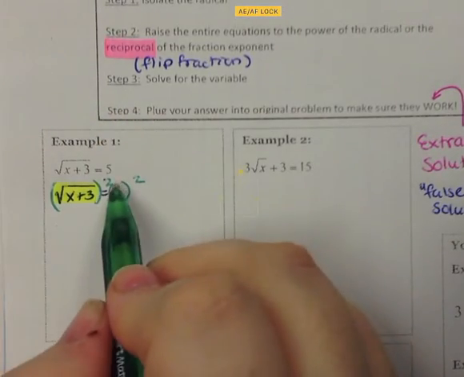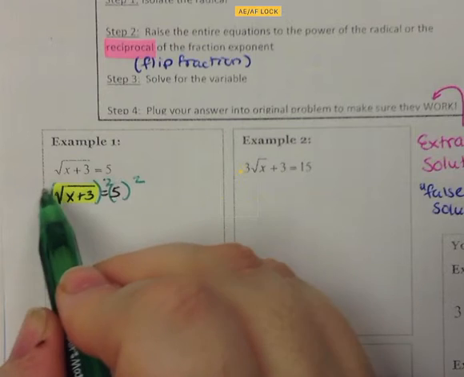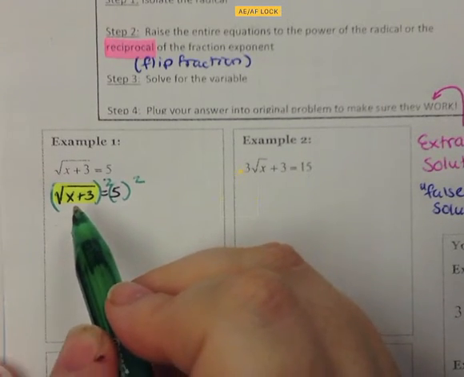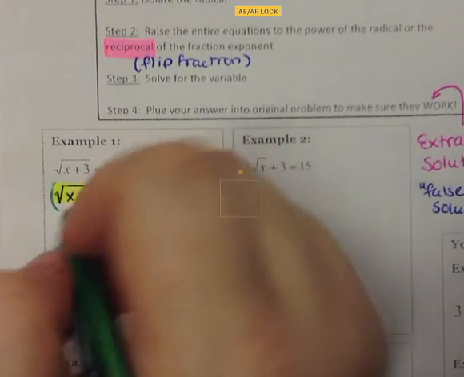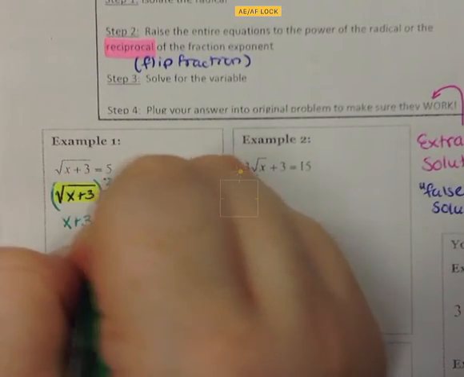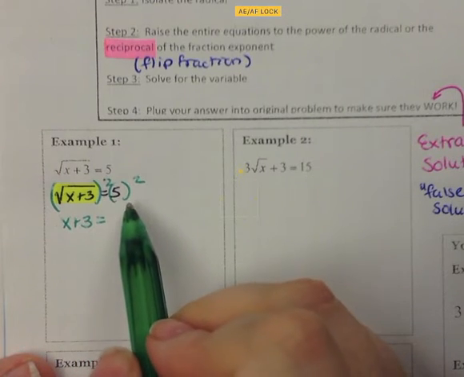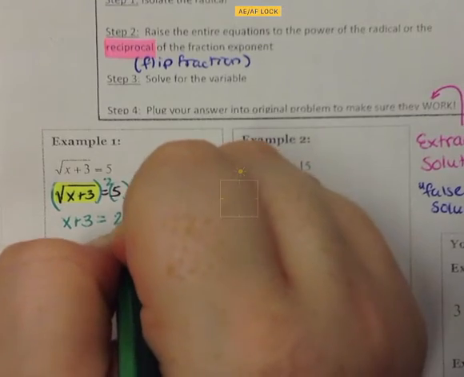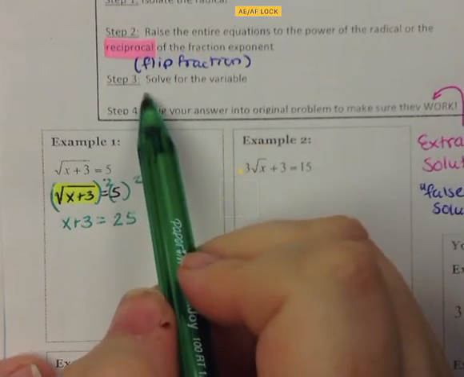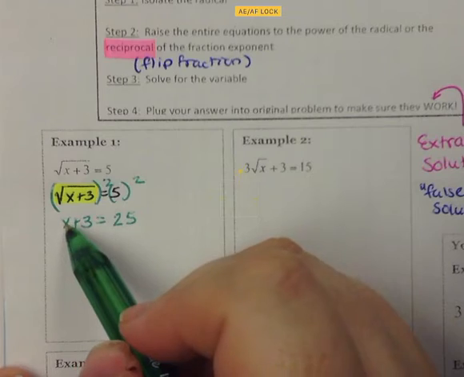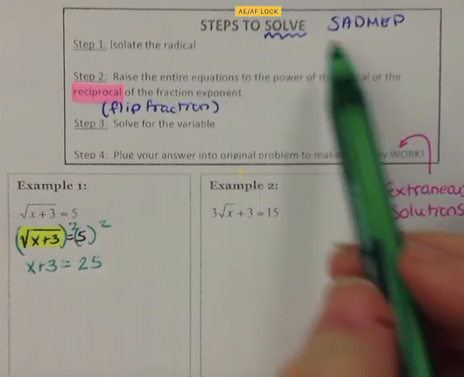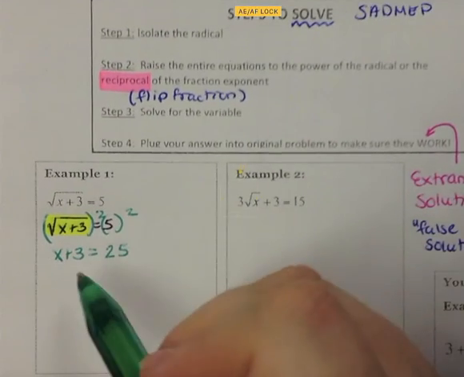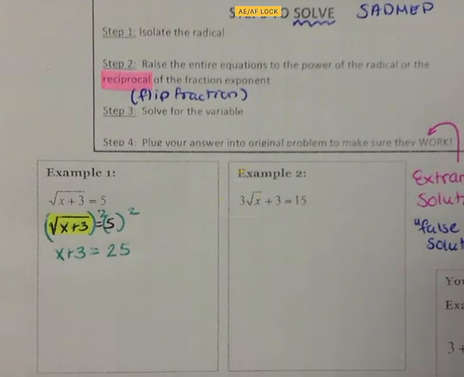Because when you square a square root, those are inverse operations of each other. That means that they will go away, just like adding and subtracting make each other go to nothing. So we'll be left with x plus 3 equals. We did not square root something, so I just do 5 squared is 25. We've done step 2. Now step 3 is we solve for the variable. The variable is x, so I go back to SADMEP and I go all the way back to the beginning and do S and A, so add or subtract. I have to move that 3 to the other side, so I have to subtract that 3.